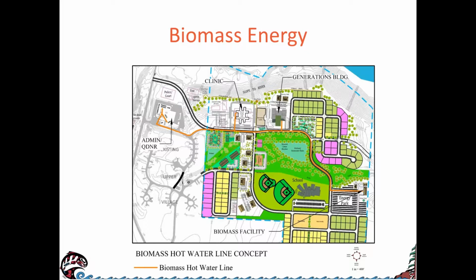As you can see, the orange line shows kind of where the pipes would go from the biomass facility down the hill to the Generations building, the clinic, and the admin building. It's across the street from the school. It's been designed so that you can expand it so it could serve the school, it could serve a recreation building, it could serve a museum, whatever buildings we come up with in the future in the Upper Village.